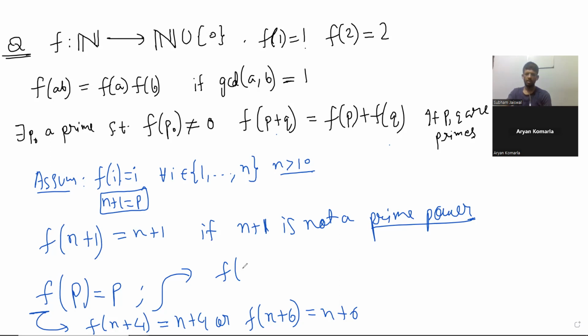So then we write it as n plus 1 plus 3. Then n plus 1 is prime, 3 is prime. We apply that, we get what we want. And similarly for n plus 6, 5 is prime, if n plus 4 is a power of 2.